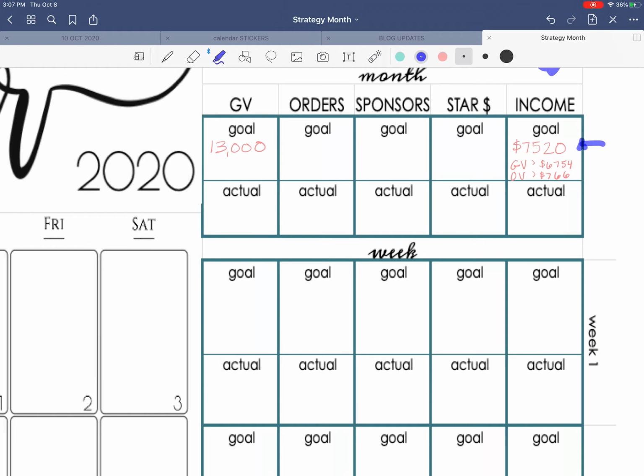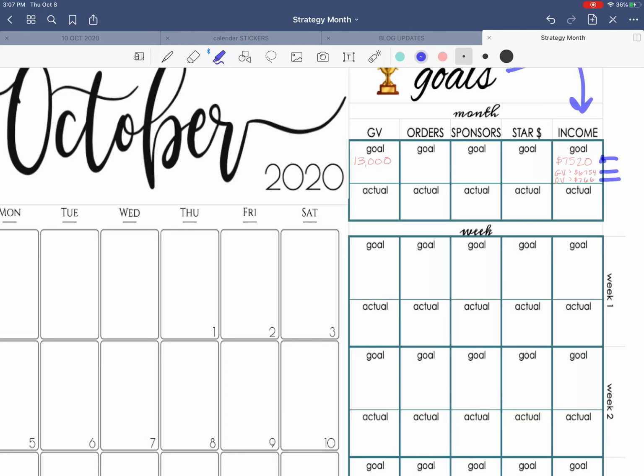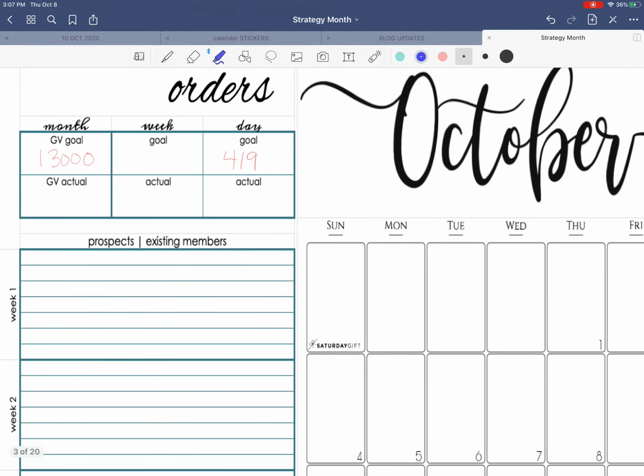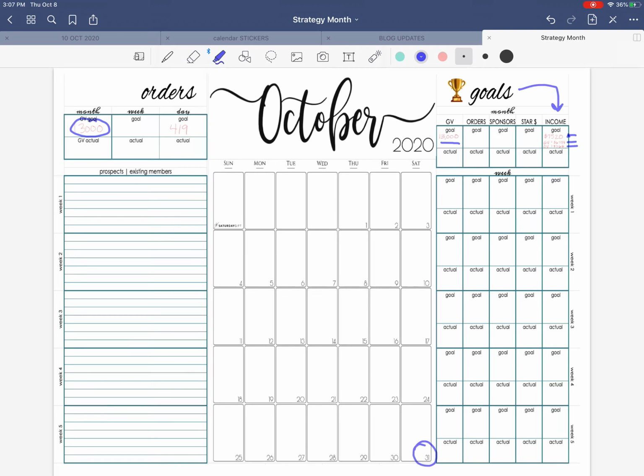of $7,520, I know part of that money is going to come from my group volume, and part of it is going to come from the organizational volume. And so I know that if I want $7,520, the group volume is going to be at 1,300. And so what I do is I figure out if the 1,300 is my month goal, I divide that by the number of days in the month. So I'm going to divide it by 31, and that gives me a 419 daily goal. So that's like 4 to 5 orders.